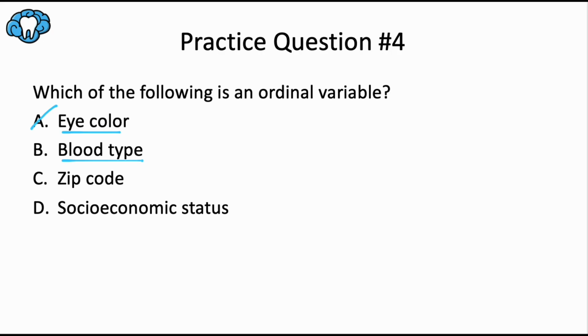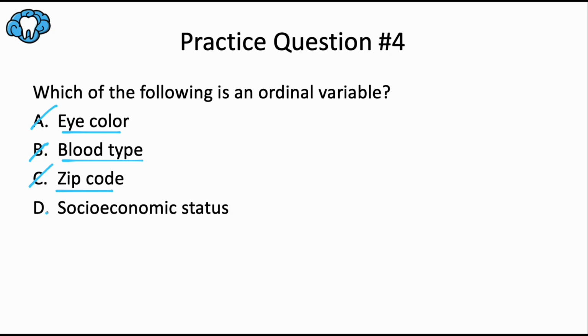Blood type is the same. It has multiple different options, A, B, AB, and O, but there's no rank or priority or significant order to those. So B is also a nominal variable. And then we have zip code, which could be many different options. And again, there's no order to them. Even though they are technically numbers, there's no order to those numbers. And so C is also a nominal variable.